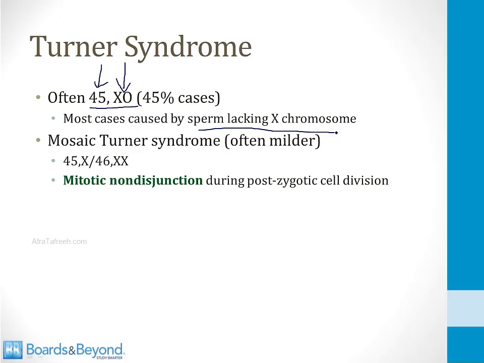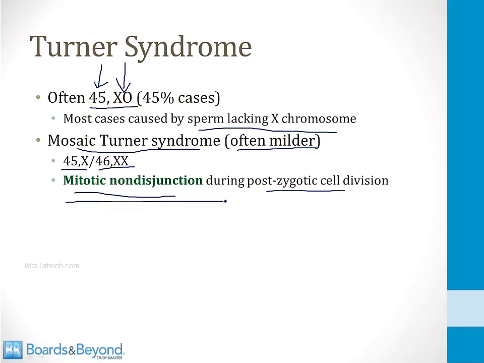Many cases of Turner syndrome are what's known as mosaic Turner syndrome. These are often milder cases. In these cases, girls are born with a mosaic of chromosomes in their body. So some cells will be 45,X, but other cells will be normal and will be 46,XX. This version of Turner syndrome, mosaic Turner syndrome, is caused by mitotic non-disjunction during the postzygotic cell division stage, and this is common to many genetic disorders. Mosaic Down syndrome is caused by mitotic non-disjunction, mosaic Klinefelter syndrome is caused by mitotic non-disjunction, and so is mosaic Turner syndrome.